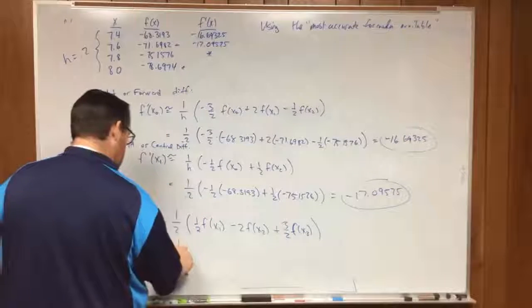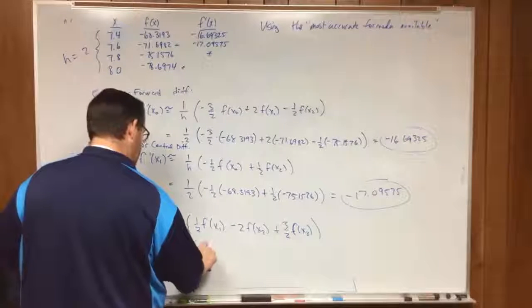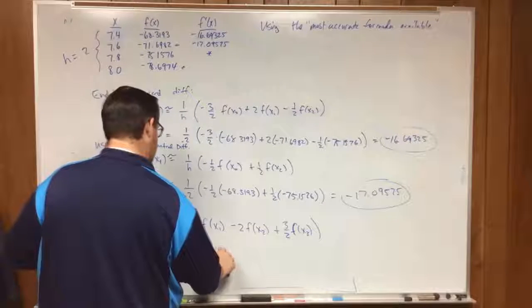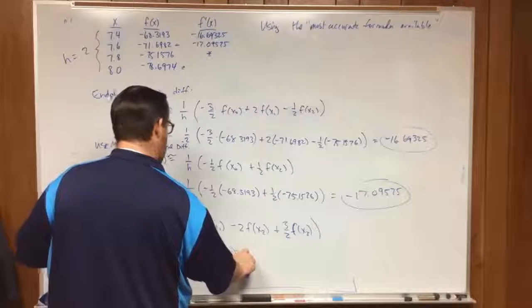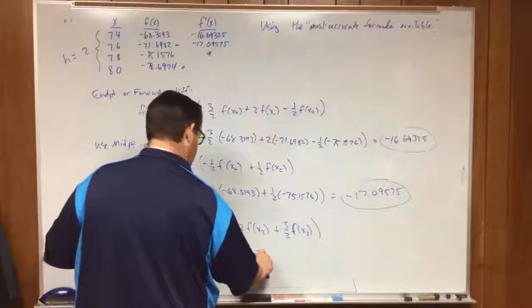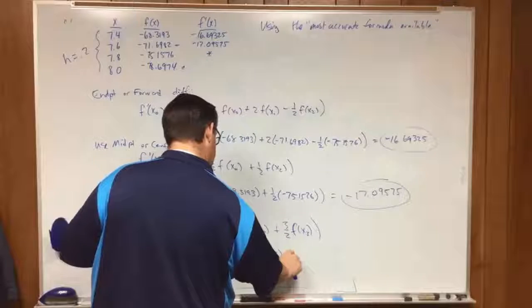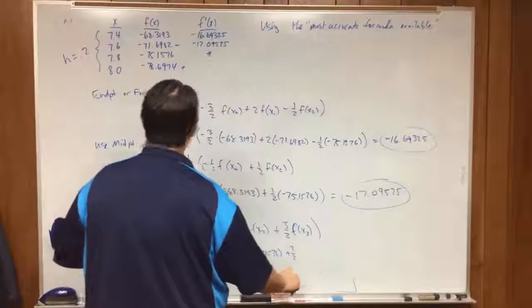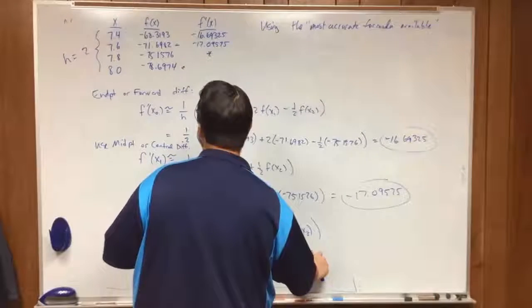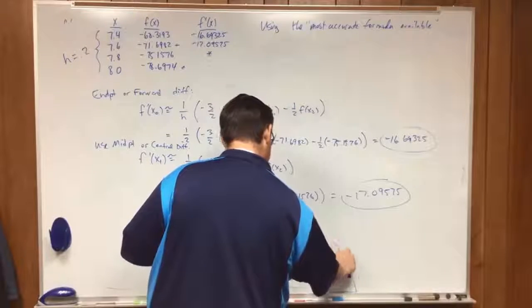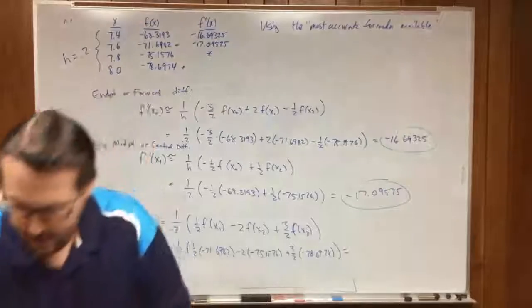Okay, so 1 over 0.2 times 1/2 times negative 71.6982 minus 2 times negative 75.1576 plus 3 halves times negative 78.6974. And to the calculator, negative 17.9.